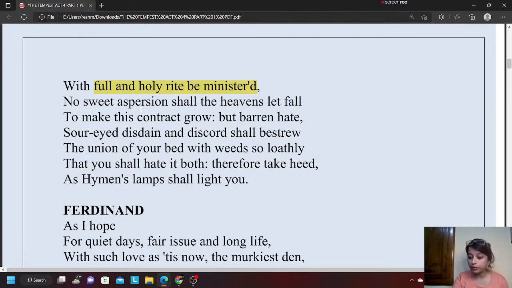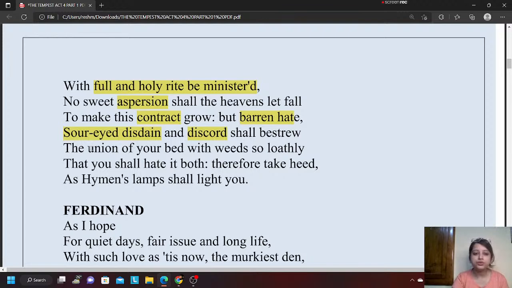No sweet aspersion. That means if you do not follow it, what will happen? No sweet aspersion shall the heavens let fall. What is aspersion? Aspersion means that if you do not follow it, you will not be blessed by God. It's like a blessing coming from heaven. You will not get that. To make this contract grow. This contract, this love between you and Miranda, will never be strong enough, but will always be filled with hatred, sour disdain, quarrel and discord. There will be no connection between you two for long.